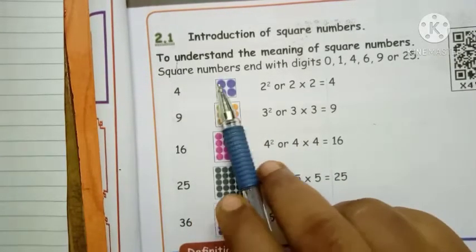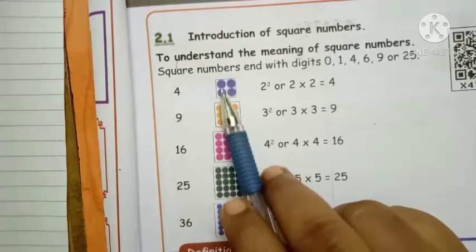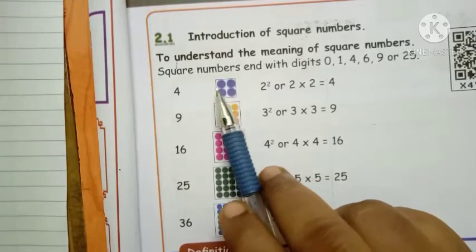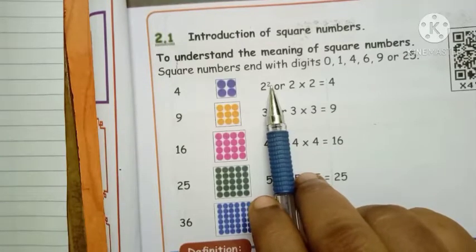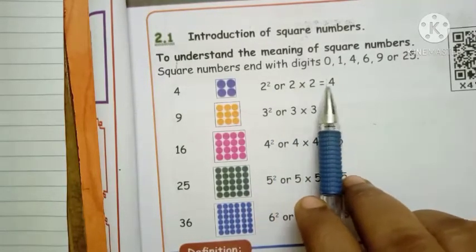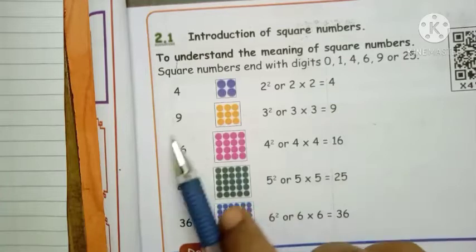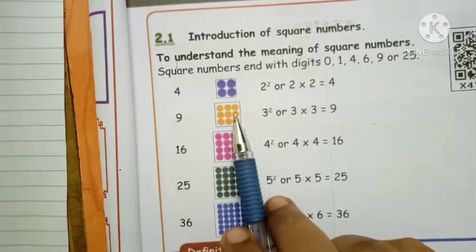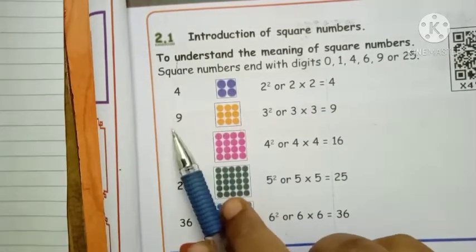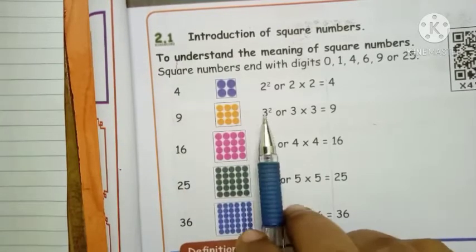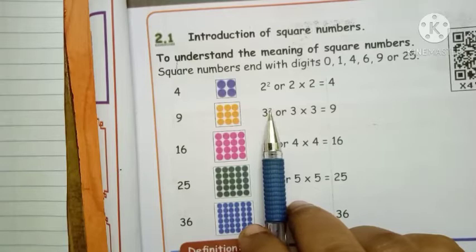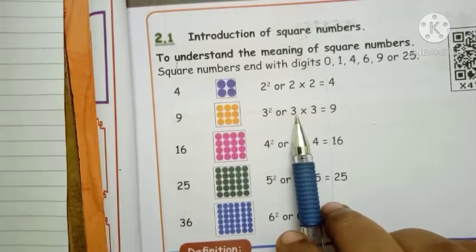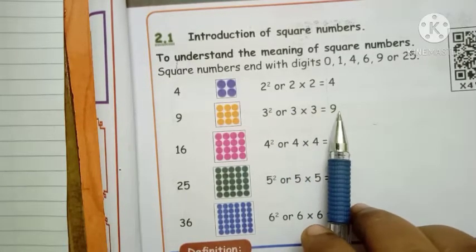4. 1, 2, 3, 4. 2 rows, 2 columns. So 2 power 2. So write 2 cross 2 equal to 4. Again 1, 2, 3, 4, 5, 6, 7, 8, 9. 9. How to get? 3 rows, 3 columns. So write 3 power 2. So you get 3 cross 3, totally 9.